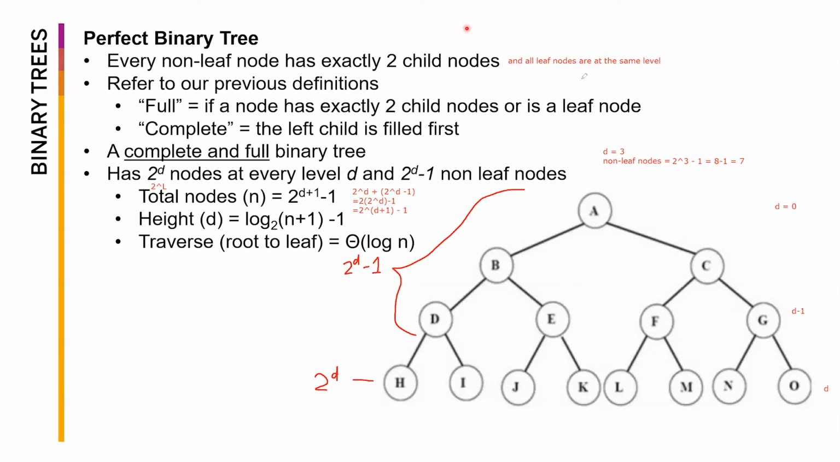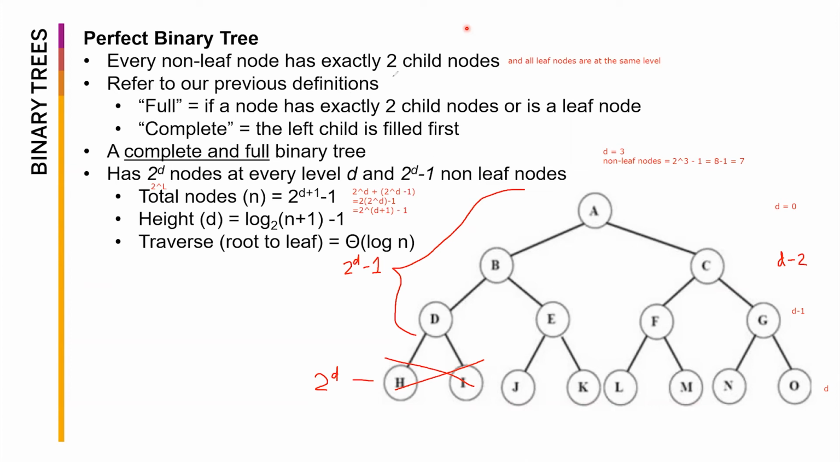Okay, kasi all leaf nodes are at the same level. So you can't actually have leaf nodes at level D minus 2. Okay, because if that's the case, if I draw, this is D minus 2. Okay, so kunwari wala si H and I. So there's a leaf node D. Then that already violates the definition of a perfect binary tree, because there's one leaf node which is not at the same level of the rest of the leaf nodes.